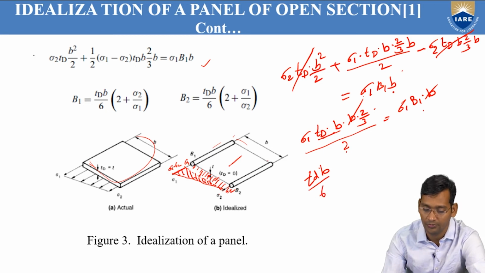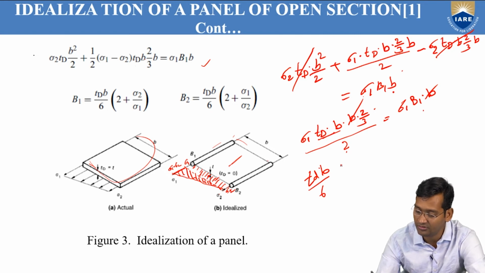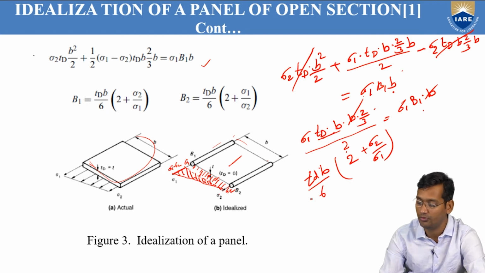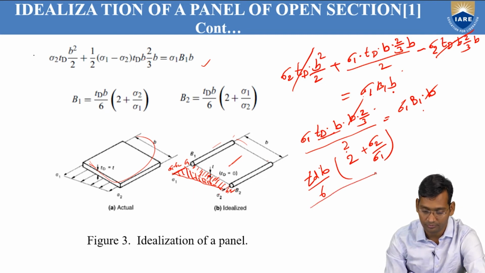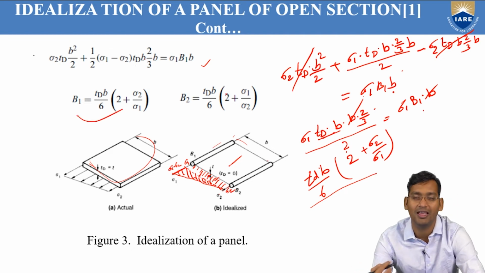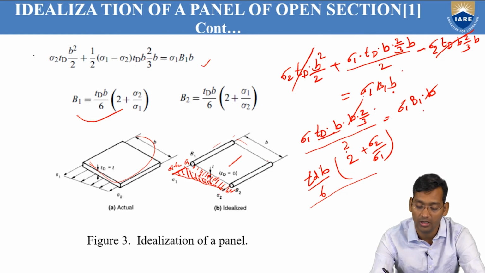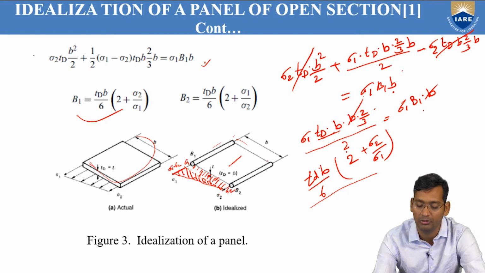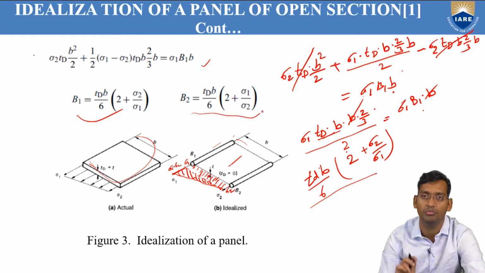Okay, so 6. And then after this, just after taking common these two terms, we will get T2 plus sigma 2 by sigma 1. So this will be for what? That B1 value. Similarly, take moment along B2, then sorry, B1. So this is moment along B2. This is moment after the same equation, moment along B1, then we will get the value of B2.